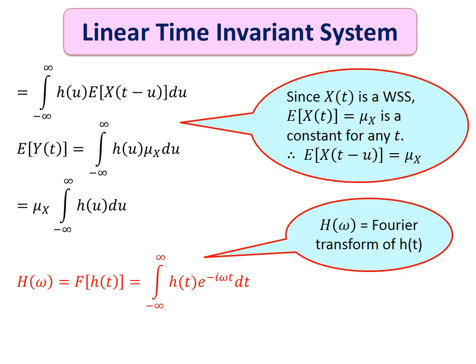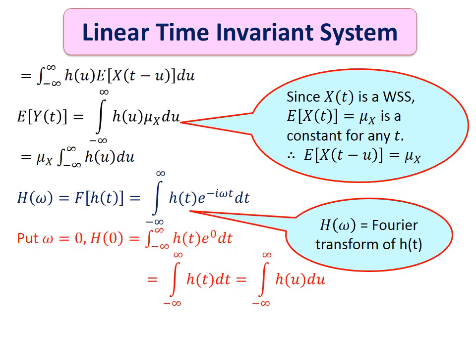So as it's a constant, we put it outside, it is mu x into minus infinity to plus infinity integral h of u du. We would like to find the transfer function h of omega. It can be obtained by taking Fourier transform on unit impulse function. So just apply the definition minus infinity to plus infinity h of t e power minus j omega t into dt. Since time t is involved in unit impulse, we use integrator as dt. So just replace omega as 0, so that we'll get h of 0 equal to minus infinity to plus infinity h of t e power 0 into dt.